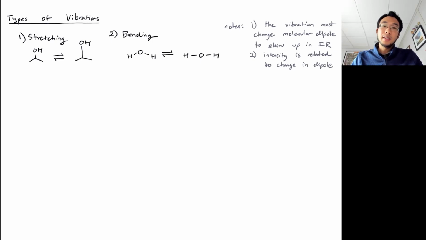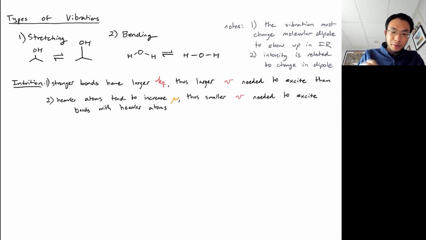So we can only see a subset of all the possible vibrations in a molecule using IR spectroscopy. Secondly, the intensity of the absorption, so the amount of the light energy that gets absorbed by a molecule at certain vibrational transitions, is related to how much of a change in dipole there is. So the more of a change in dipole, the more intense we tend to see IR signals to be.